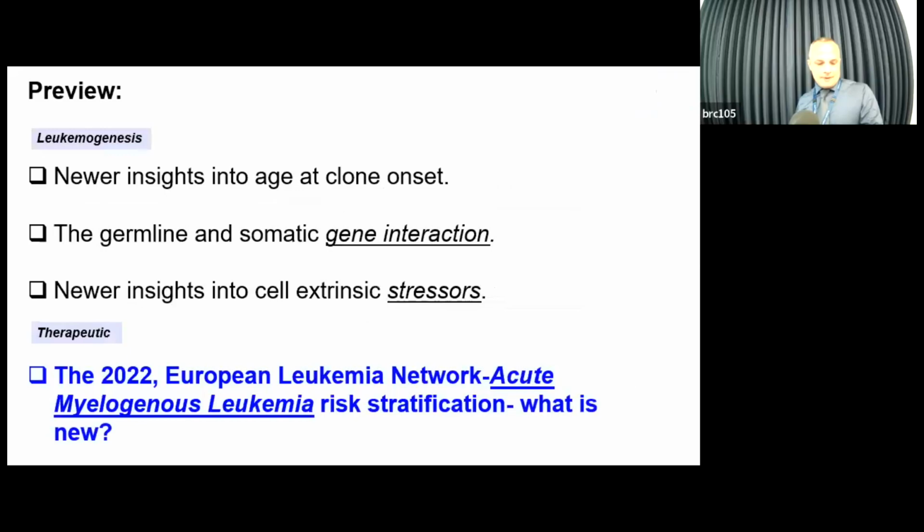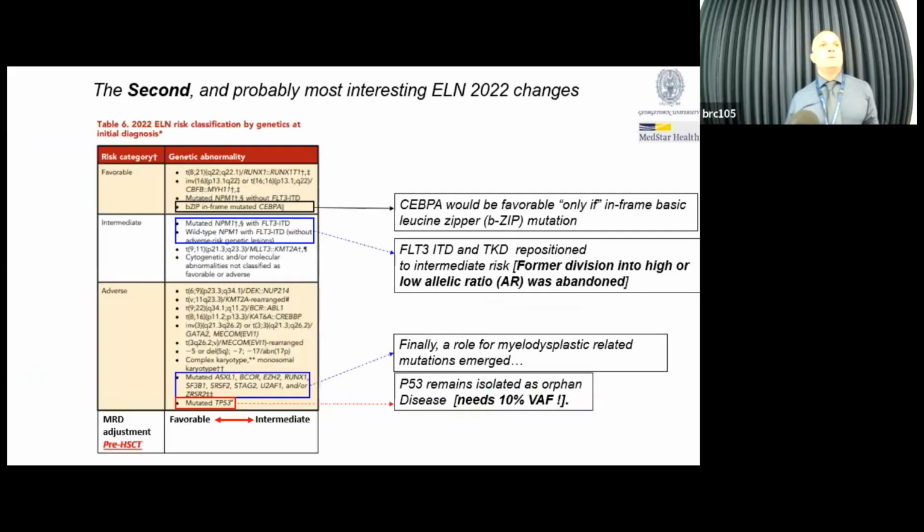Okay, we're going to abandon the little domain of leukemogenesis and we're going to move into the therapeutic window. Remember, I'm not expecting you to remember all these mutations. It will be in the packet. You will look again, you will be reminded. But there were a few changes that recently the European Leukemia Network introduced to the classification and risk stratification of acute myelogenous leukemia, including modification in the perception of CEBPA.